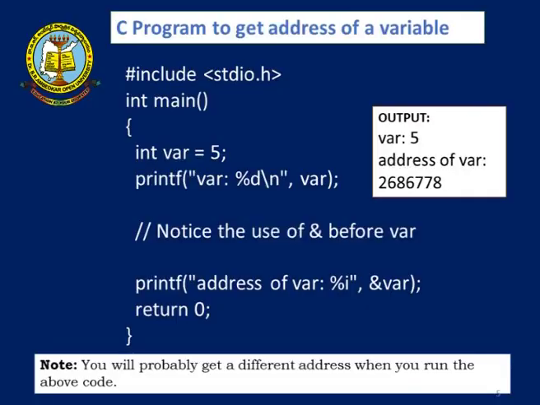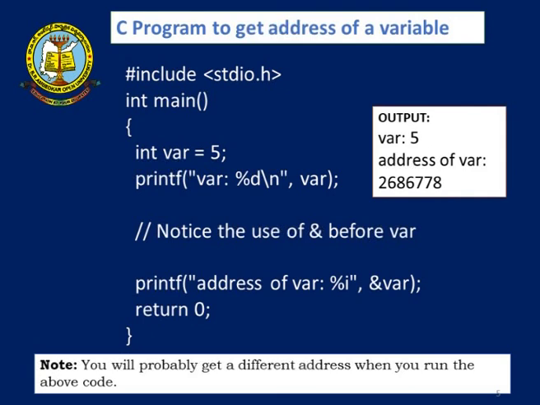If you want to get the address of any variable, how to get that? We have the address-of operator. With help of the address-of operator, we can get the address of any variable. See this program. In this program, VAR, that is the variable name, is assigned the value 5.